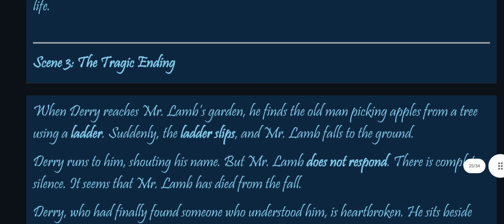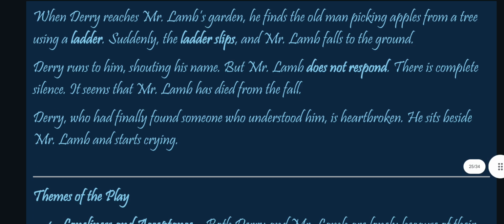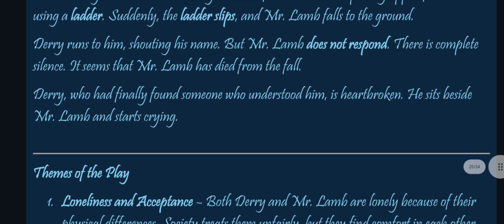Scene 3. The tragic ending. When Derry reaches Mr. Lamb's garden, he finds the old man picking pickles from a tree using a ladder. Suddenly, the ladder slips and Mr. Lamb falls to the ground. Derry runs to him, shouting his name, but Mr. Lamb doesn't respond. There is a complete silence. It seems that Mr. Lamb has died from the fall. Derry, who had finally found someone who understood him, is heartbroken. He sits beside Mr. Lamb and starts crying.